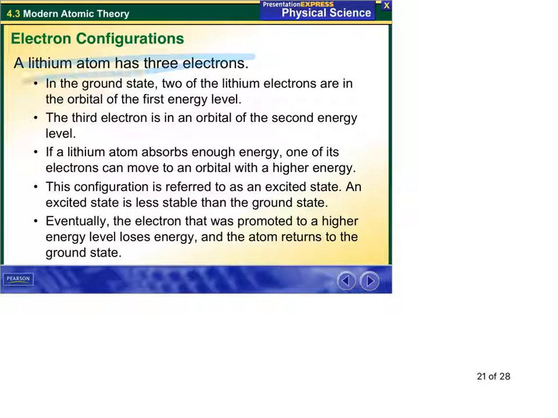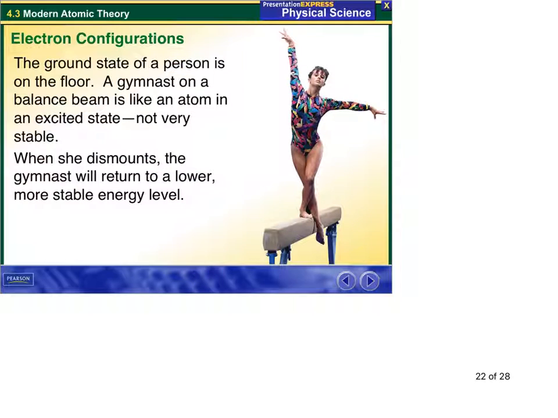So a lithium atom has 3 electrons. 2 of those in ground state are in the first energy level, and then the third one has to be in the second energy level. If one of those first 2 electrons moves up to a higher energy level, then we call this an excited state. That electron, if it gets moved up, eventually will return to ground state, and that's when, like in fireworks, we see the release of colors.